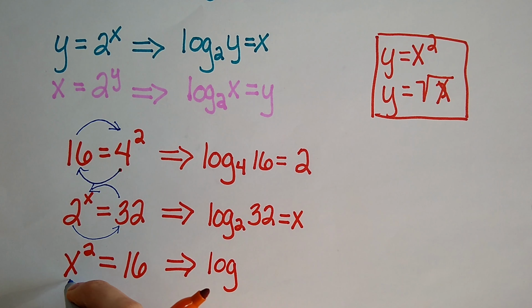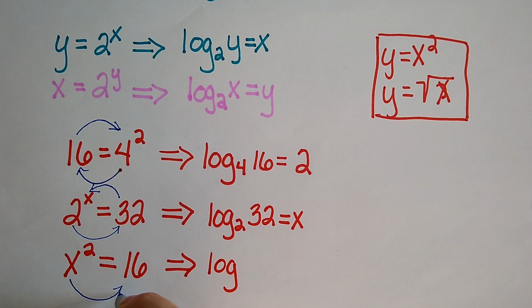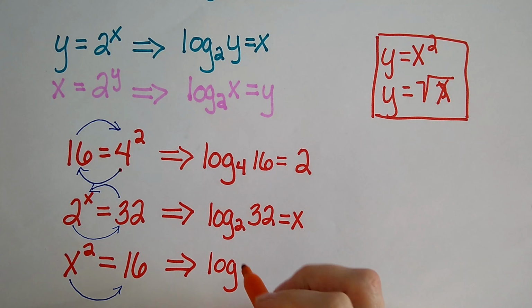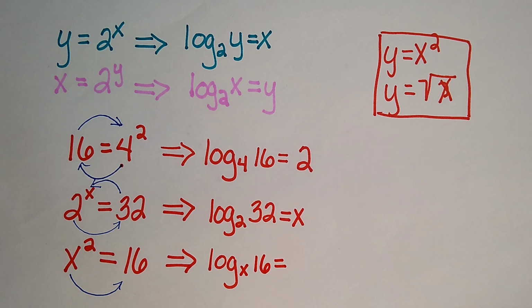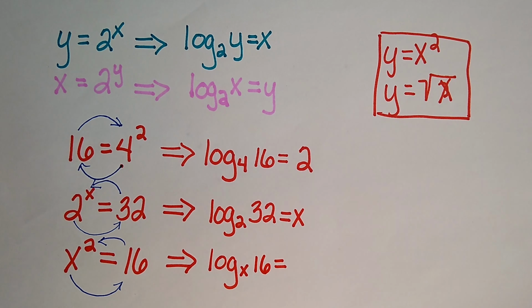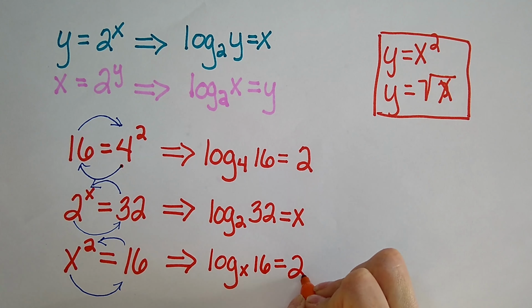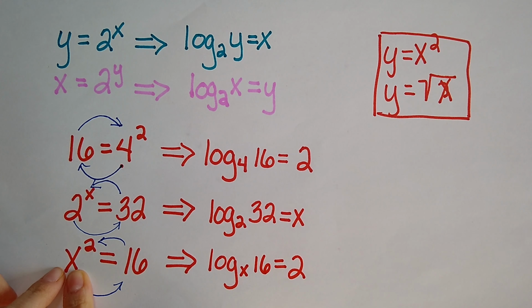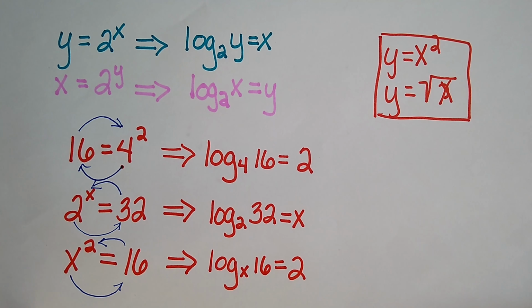So we have log base x. Remember, we always start with the base of our exponent, which is x. Come across the equal sign and pick up that 16 equals, again, we're going to come across that equal sign again and pick up that 2. Okay? If you think about jumping across that equal sign to pick up those numbers and always starting with the base, you cannot make a mistake with this. So those are your examples.